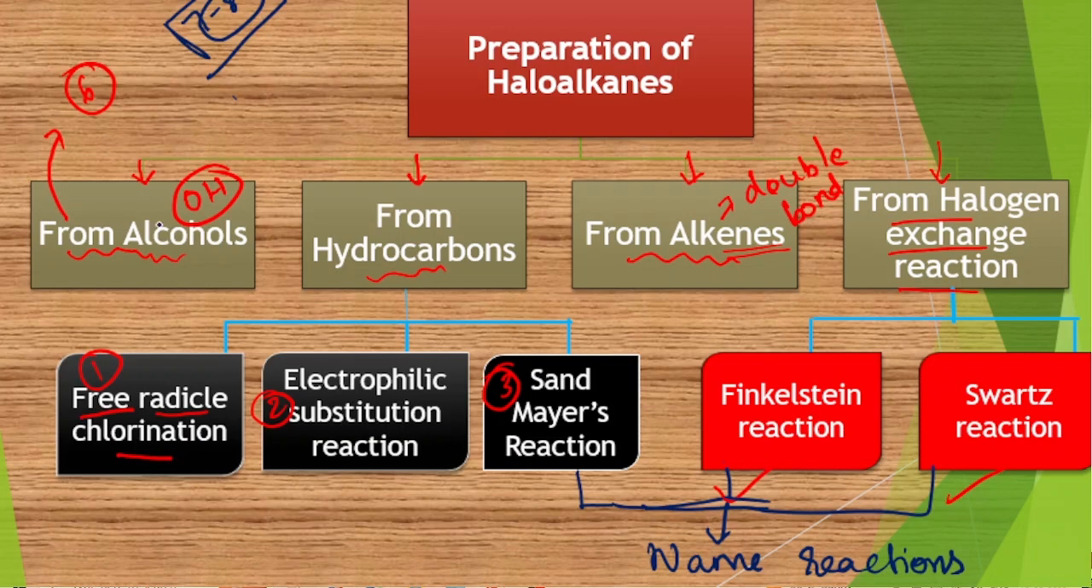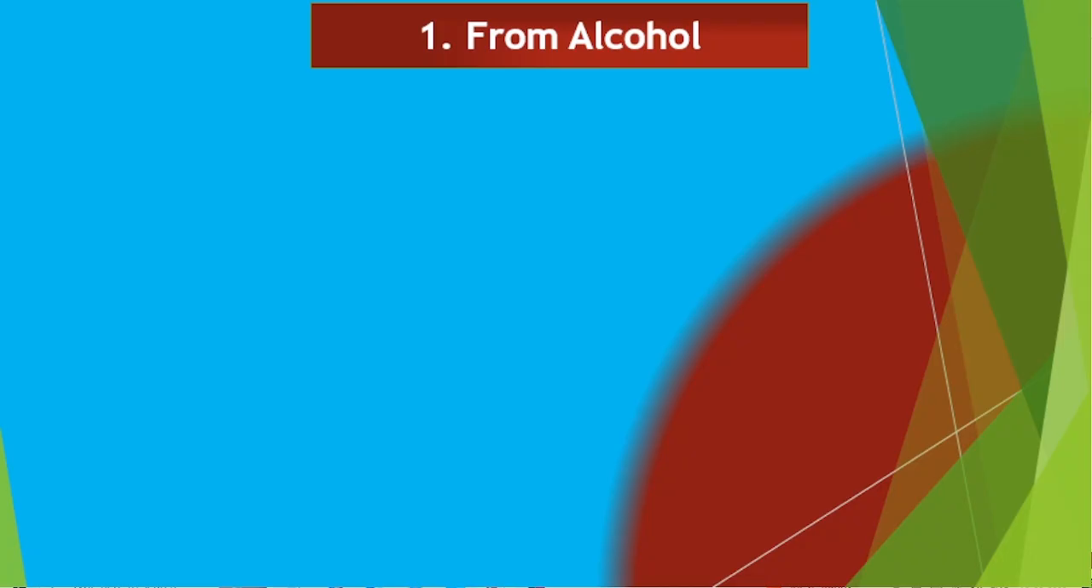Now let us start with preparation from alcohols. How to prepare haloalkanes from alcohols? I told you there are six techniques. The first technique I am going to show you uses the Lucas reagent. What is Lucas reagent? Let's see.